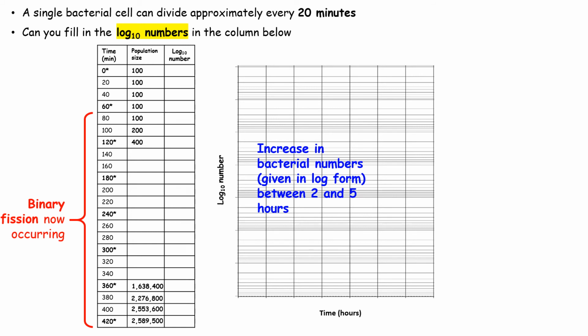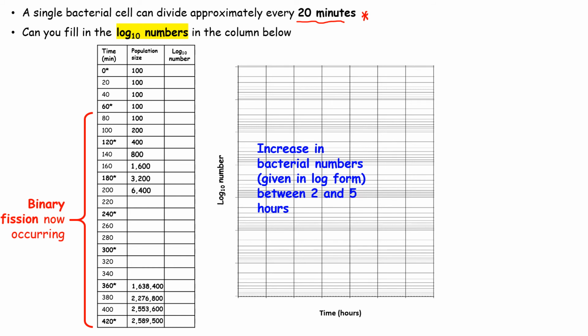So let's just have a quick look at this example. If you want to pause the video and do it yourself, that's okay. So we've got the time here. Each bacterium replicates after every 20 minutes or so. And we've got the population size in the middle column. So let's just have a look.